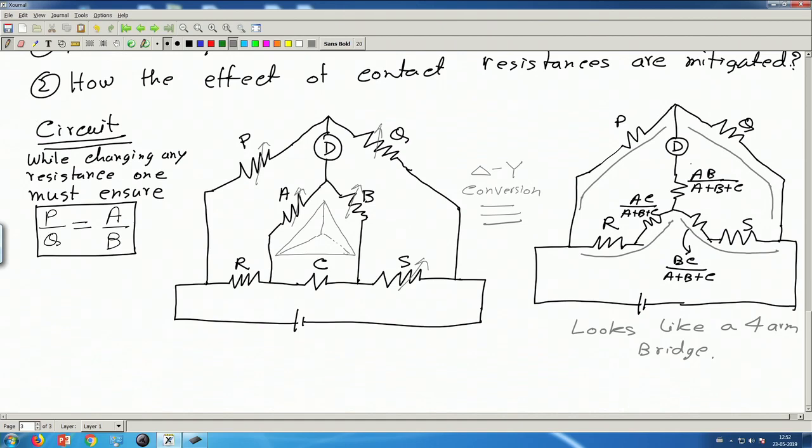We have the detector between two opposite terminals here and here, and the power supply between these two terminals. So this bridge is now equivalent to a four arm bridge, and therefore we can now write the balance condition for this bridge using the balance condition of a Wheatstone bridge.